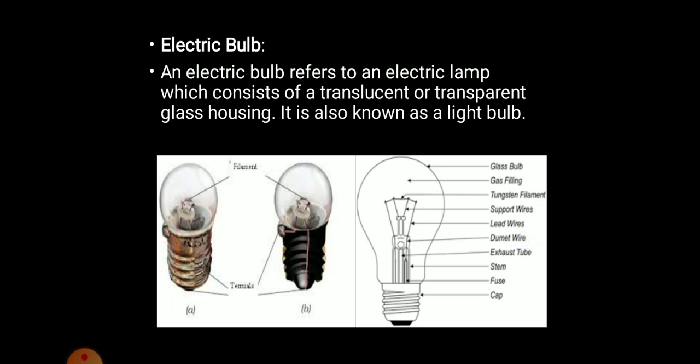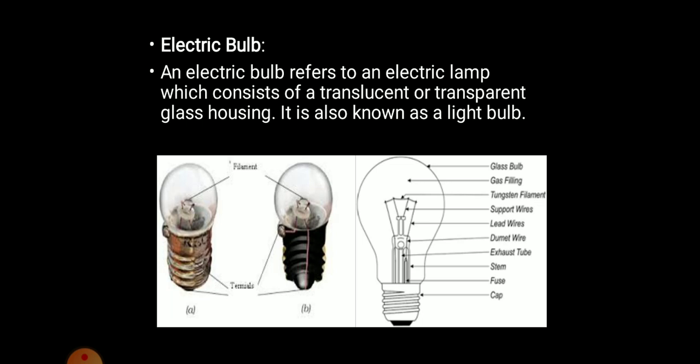A lead wire is there. How exactly an electric bulb works, you will understand in higher classes with the heating effect of electric current. At this point of time, an electric bulb is an instrument which provides light. Here in the electric bulb, a filament is there which is tungsten. Through this filament, the heating effect of electric current takes place and the bulb ignites.